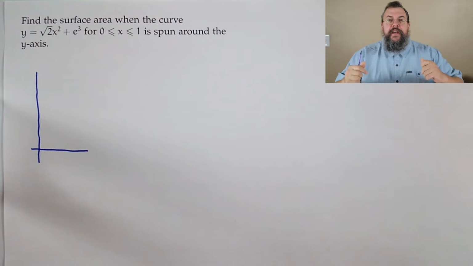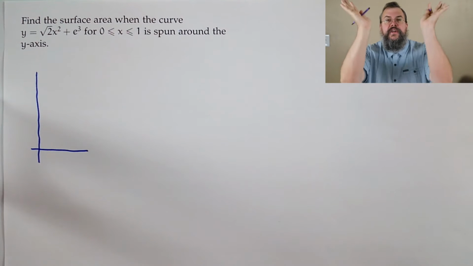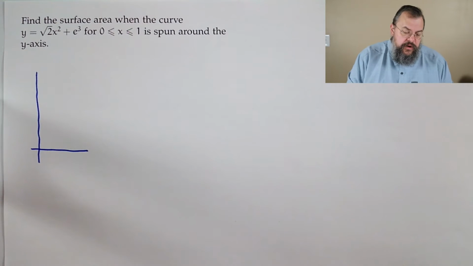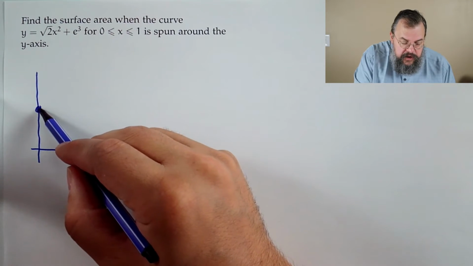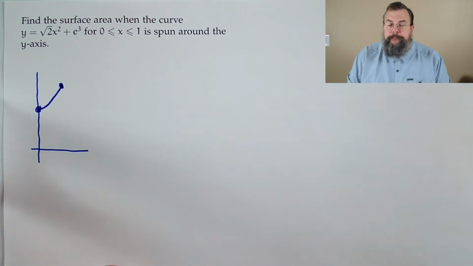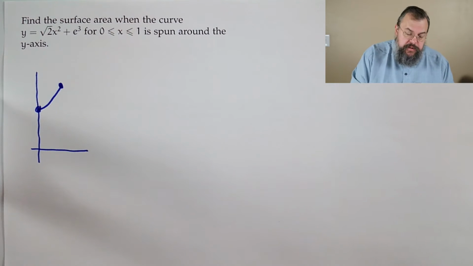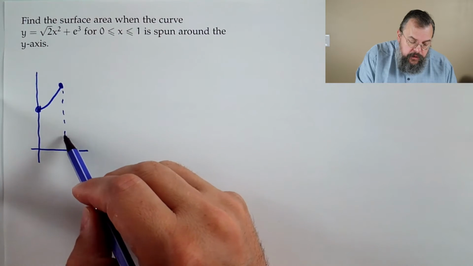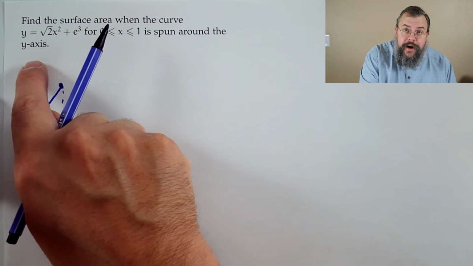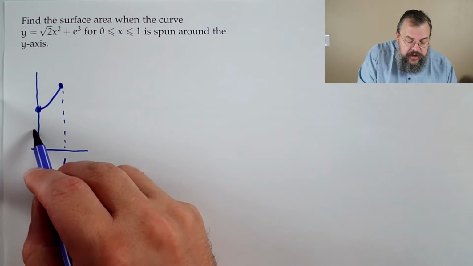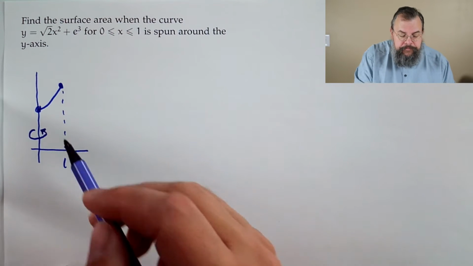So what we've done is we've taken our parabola and we've shifted it up. So we have our curve. If we start at 0 and go to 1, it's looking something like that. So that's our little piece of our curve that we're spinning. And what are we going to do? Well, we're going to spin it, pay attention, around the y-axis. So here we're going this way.